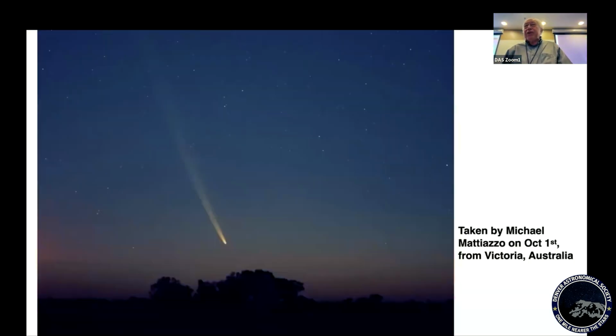I have several pictures of this comet taken from different parts of the Earth to give you a perspective. This is from the Southern Hemisphere, Australia, one of the earliest pictures that we have. This is from Victoria, Australia. You can see how huge the tail is.